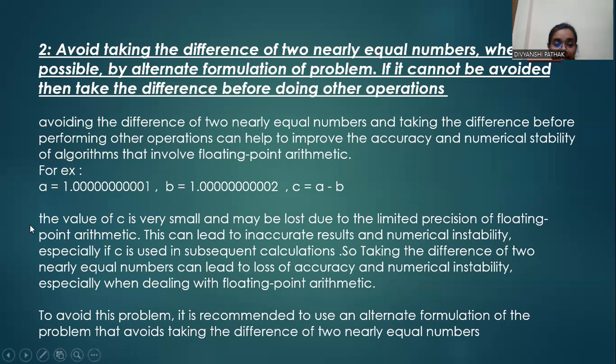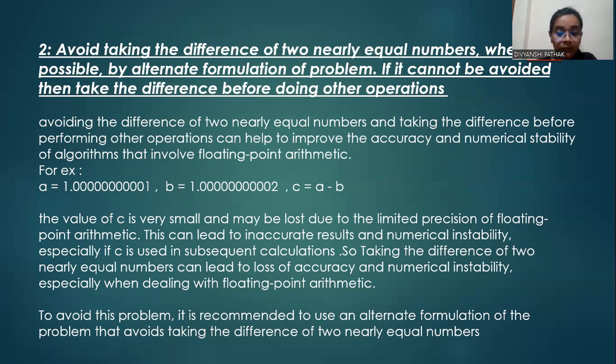For example, here we have two values A and B. A is 1.000001 and B is 1.00002 something. If we subtract A from B, the value of C will be very small. The value of C is so small that it can be lost due to the limited precision of floating point. So it can lead to inaccurate results and numerical instability. So if we use C for subsequent calculation, it will give us error and the answer will not be correct. So taking the difference of two nearly equal numbers can lead to loss of accuracy and numerical instability.